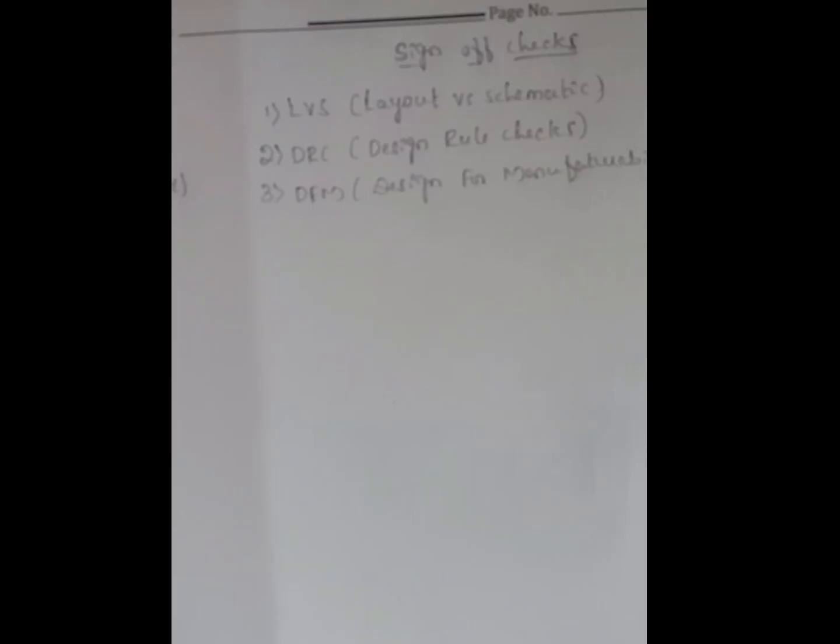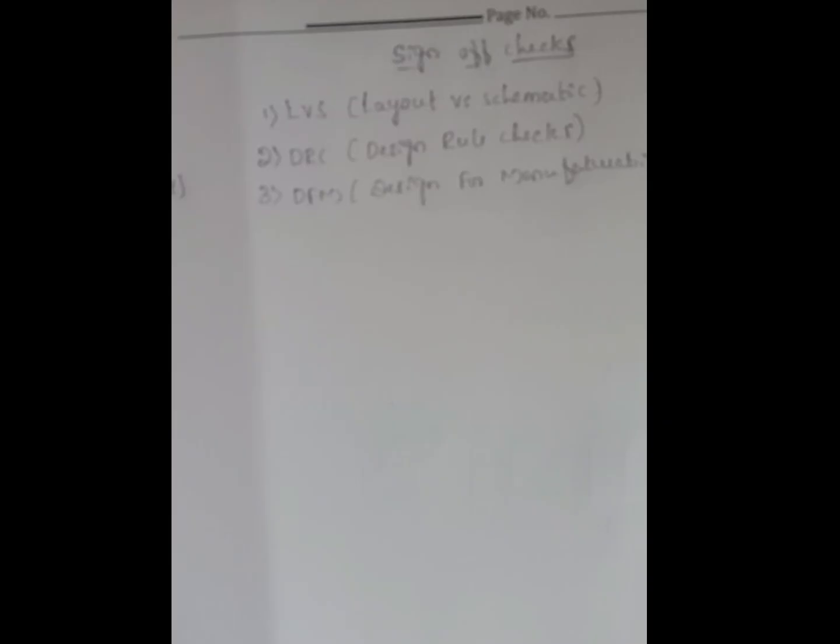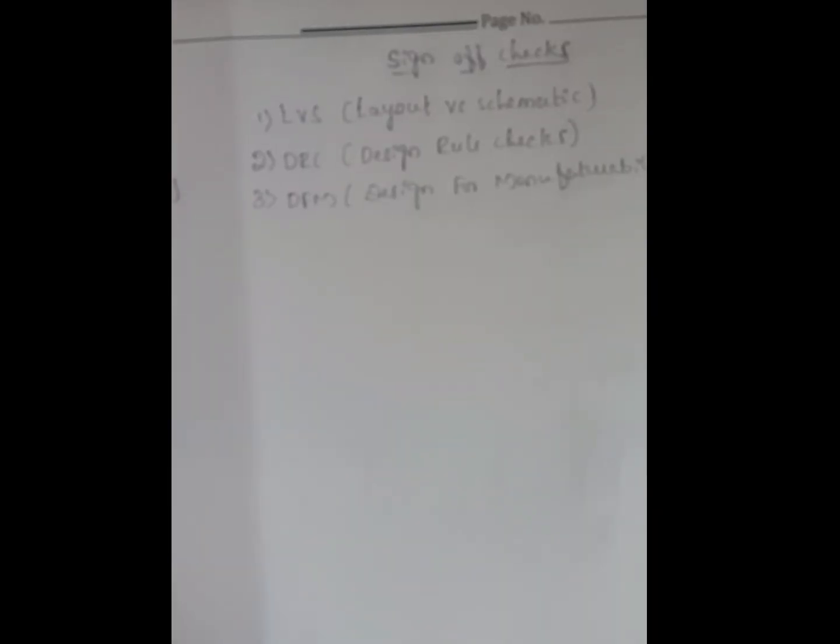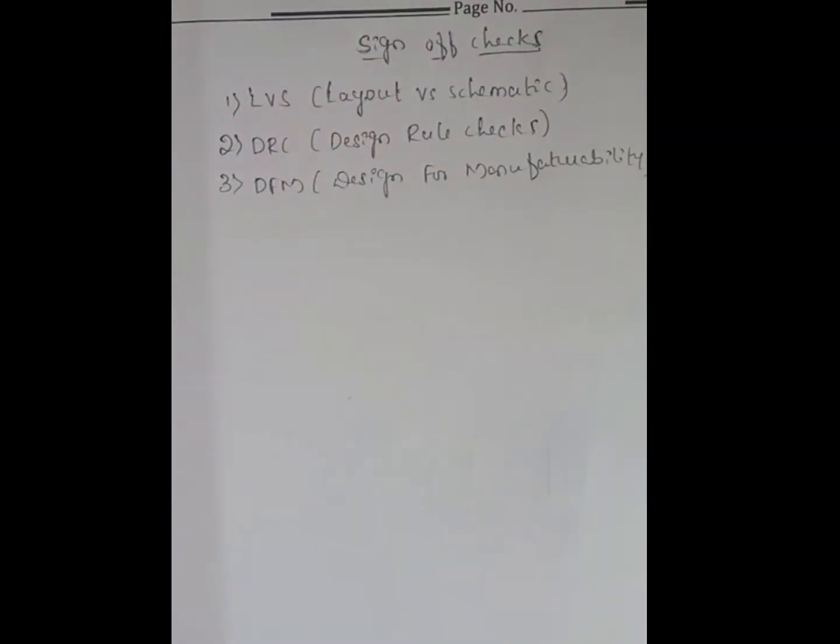First one is LVS, layout versus schematic. LVS checks the layout against the schematic electrically. If all the electrical correctness is fine, it won't give any error. If anything is electrically incorrect, it throws errors like opens, shorts, something like that. I will tell the detail in the next video. I will just give the overview of all the sign-offs.